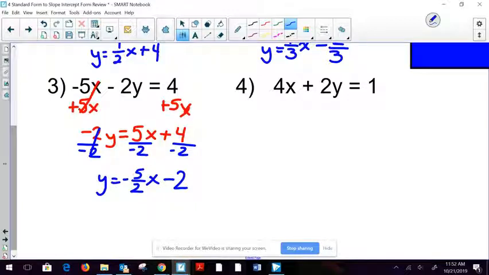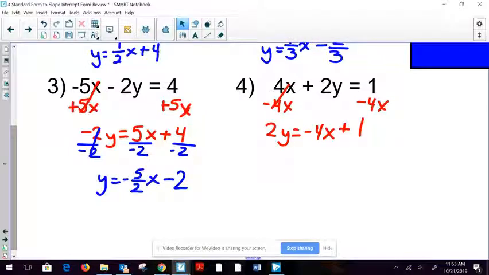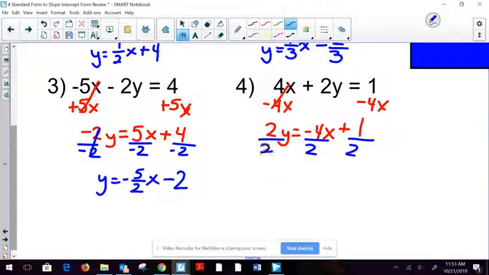Only one more. Now let's go ahead and look at number 4. How do I move a positive 4x to the other side? Awesome. Subtract 4x. So I have 2y is equal to, remember bottom to top, negative 4x plus 1. What's y's coefficient? You're right, 2. So I need to do what again? You guessed it again. Divide them all by 2. So I get y is equal to, a negative 4 divided by 2 is a negative 2x. And then 1 over 2, I can't reduce that, so it's just plus 1 over 2.